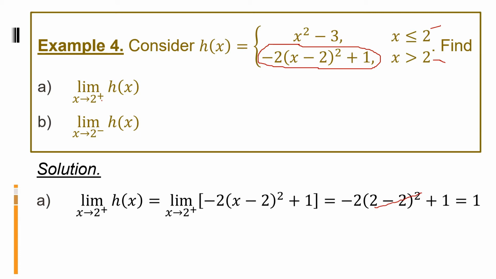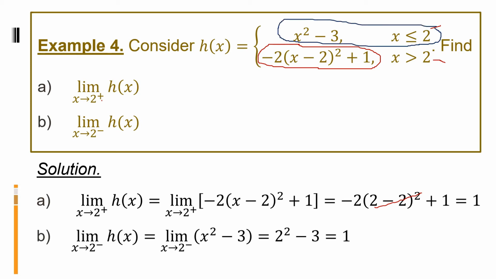For letter B, since we are looking for x approaches 2 from the left, so eto naman yon, then we have the limit as x approaches 2 from the left of h of x is equal to the limit as x approaches 2 from the left of x squared minus 3. So by direct substitution, that is just equal to 1.